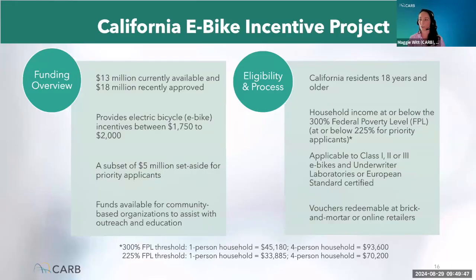Furthermore, those who have a household income at or below 225% of the federal poverty level or living in disadvantaged and low-income communities are eligible for an additional $250. That brings the maximum incentive amount to $2,000. CARB also has a $5 million set aside for priority applicants to ensure that they will have increased access to e-bikes. Funds are also available for community-based organizations to help with outreach and education to community residents.